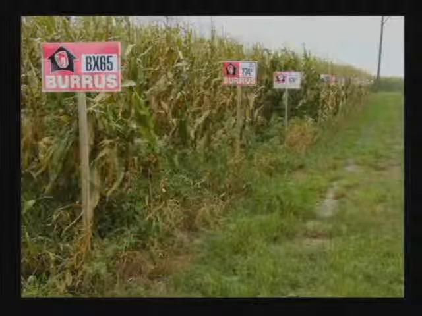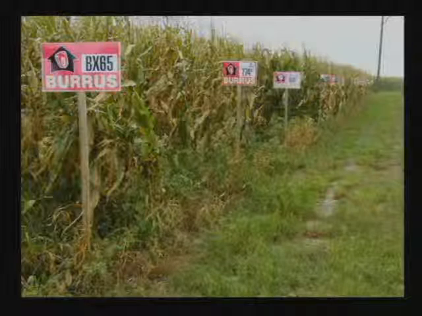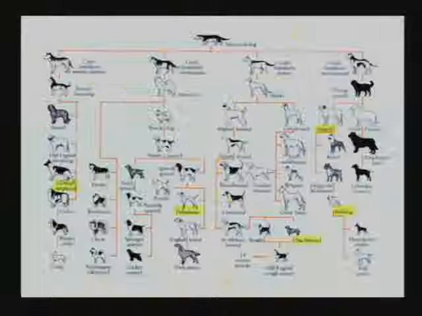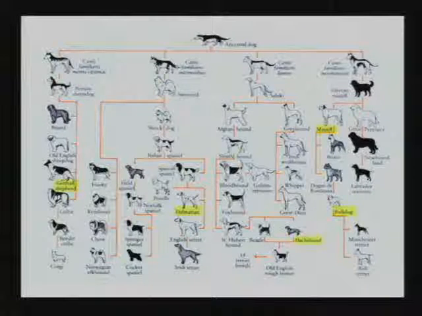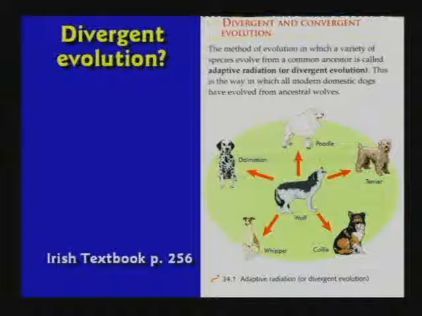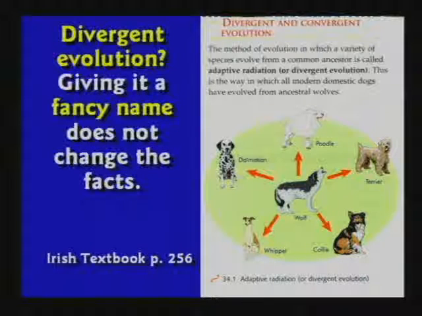I grew up in Illinois, corn country. They've got a lot of different kinds of corn there. But I tell you what, folks, you can crossbreed your corn from now until the cows come home. You'll never get a hamster or a whale or a tomato to grow on your corn stalk, okay? There are a variety of dogs, nobody questions that, but they're still a dog. And this Irish textbook calls it divergent evolution. Oh, come on, don't give it a fancy name. It's still a dog. It's a dog kind, and it's obvious to a five-year-old it's a dog kind.